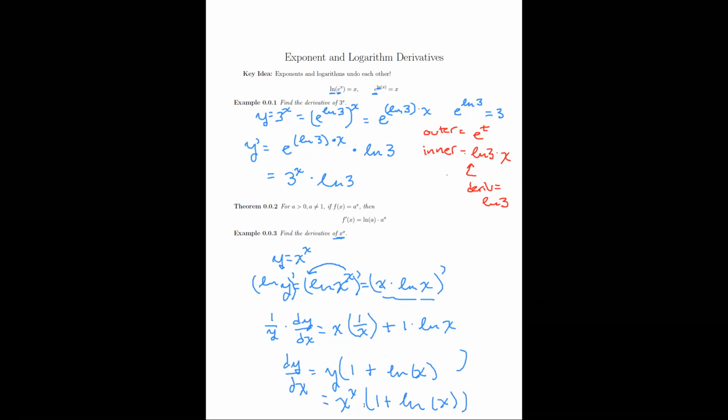So to recap, we've seen that taking advantage of the fact that logs and exponents cancel each other out, we can find derivatives where x is the power, and we can find derivatives where x is the base and where x is the power, using a combination of chain rule, implicit differentiation, and clever applications of the natural log.